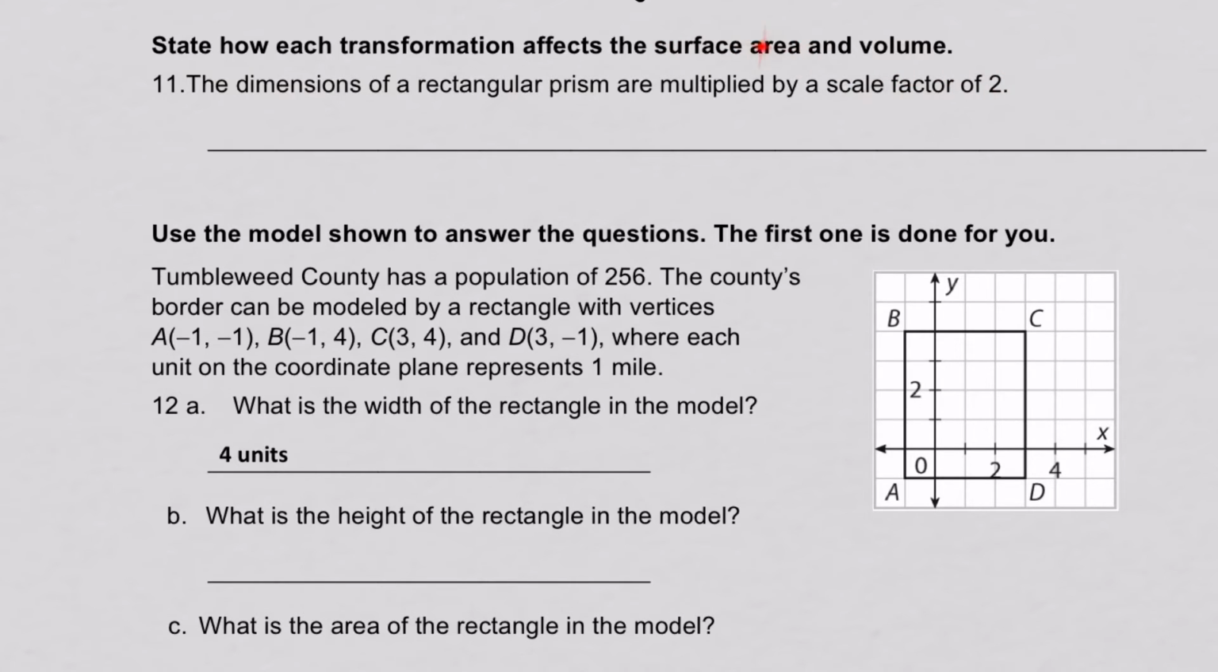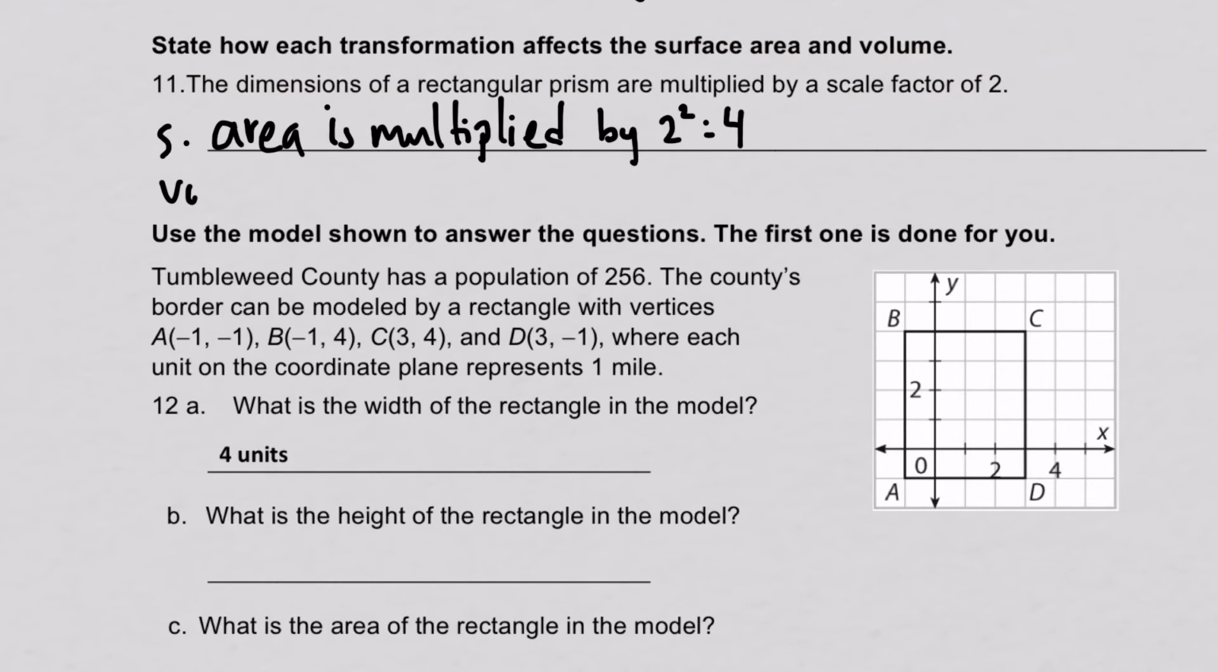So what happened to the surface area? The surface area is multiplied, since they changed the dimensions by 2, meaning they multiplied it by 2, the surface area is multiplied not by 2, but by 2 squared, which is 4. The surface area will be multiplied by 4.